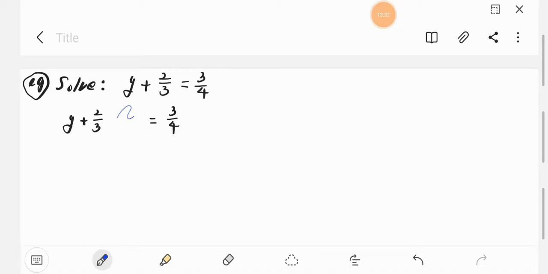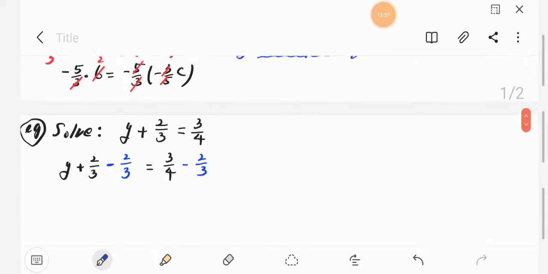So what we can do is we subtract, minus each side, what? 2/3. The same number, 2/3. Make sense? So we can subtract the same number from each side. We do subtraction because this is an addition. Y plus is an addition. So we do subtraction.